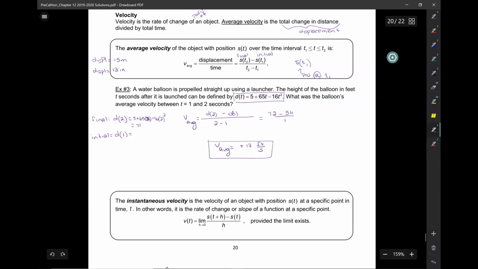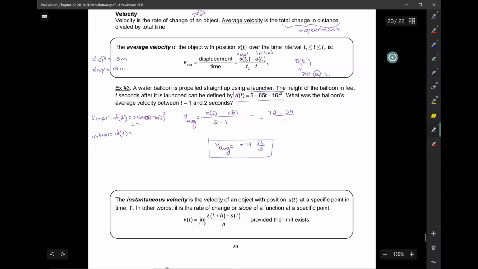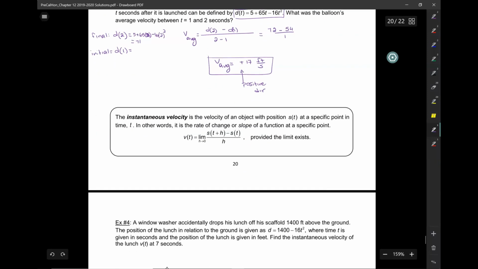And you obviously don't have to write that plus sign, but there was a reason why I wrote it. The fact that it's positive means this has a speed of 17 feet per second, and it's moving in the positive direction. Okay, and where is the positive direction in this problem? This is a water balloon that's propelled straight up. So the positive direction is upwards, towards the positive y-axis. So the balloon, well, we'll talk about that later, right? So the average velocity is positive 17 feet per second in the positive direction.